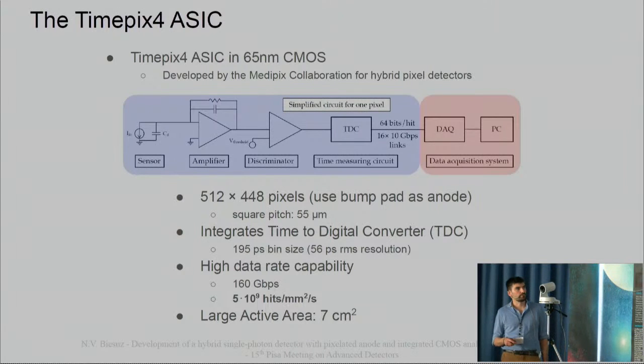These ASICs use a matrix of pixels with a square pitch of 55 micrometers, and as you can see here, naively you would expect the resolution to be of the order of 10 micrometers or so, but really you can go a little bit lower using clusters. And again, same story for the time to digital converter. The time to digital converter implemented in the ASIC uses 195 picosecond bins. So the naive resolution here should be 56 picoseconds, but again, you can improve on that.